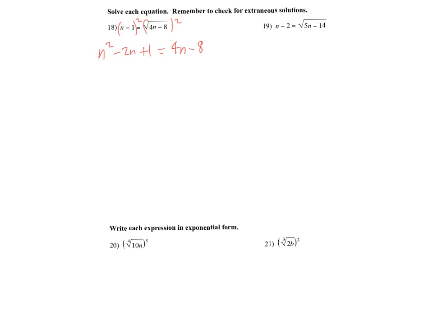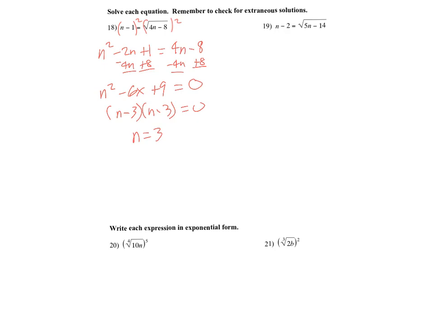This is now quadratic, so I'm going to subtract 4n from both sides, and I'm going to add 8 to both sides, giving us n squared minus 6n plus 9 equals 0. And then we just factor this and solve for n. So this is going to give us n minus 3 times n minus 3 equals 0, meaning n must be equal to 3. But we should probably check our answer.